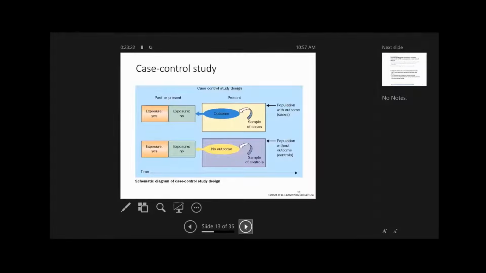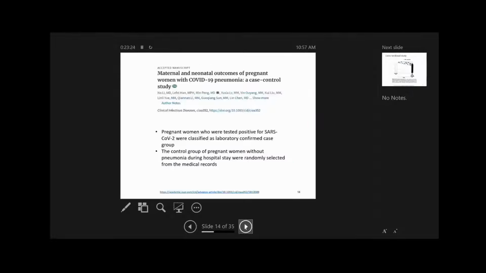Okay. Here is an example of a case control study on COVID. Maternal and neonatal outcomes of pregnant women with COVID pneumonia, a case control study. Who are the cases? Pregnant women who were COVID positive, lab confirmed COVID positive pregnant women, compared to pregnant women in the same hospital without COVID-19. Okay, so you're taking pregnant women with COVID, comparing them to pregnant women without COVID, and you want to see what their differential status is. Okay, it's a case control comparison, and that's how they were looking at this particular study.